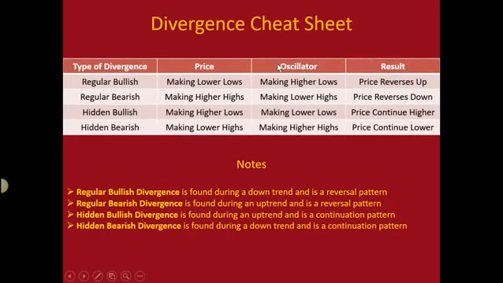So I got a divergence cheat sheet because a lot of people don't remember this stuff. It's hard to remember sometimes if you don't use it a lot. So you may want to look at this cheat sheet, write this stuff down. And what we're going to be concerned with are the bottom two here, hidden bullish and hidden bearish, all right, because we want to go with the trend. As you can see, the results are price continues higher, price continues lower.